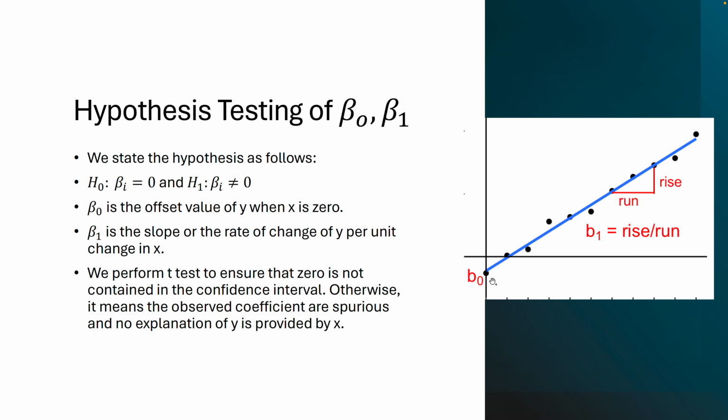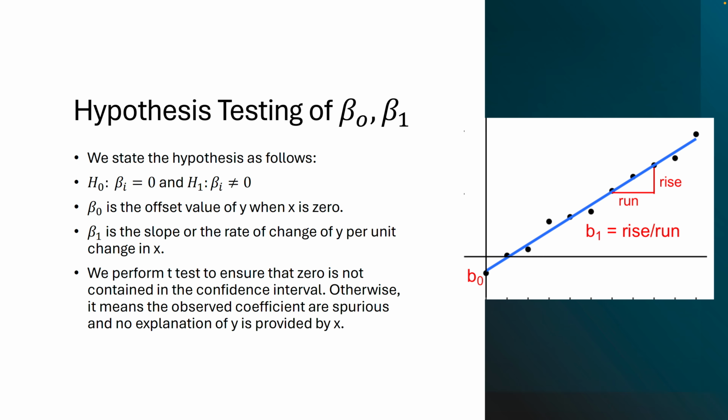Beta naught is the value of y for x equal to 0, and beta 1 is the rate of change of y per unit change in x. So here we again test for the hypothesis that the betas are actually 0 and what we are observing is just spurious non-zero values. So we perform the t-test to ensure that 0 is not contained in the confidence interval.